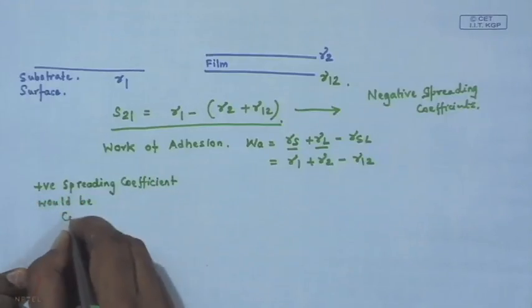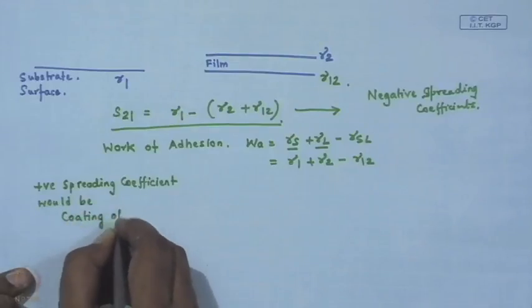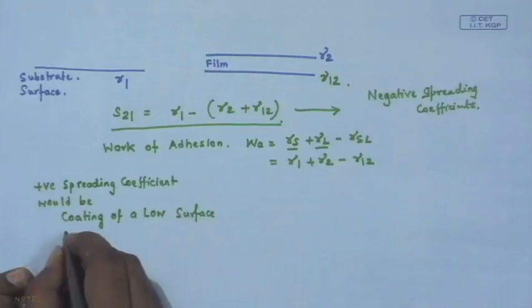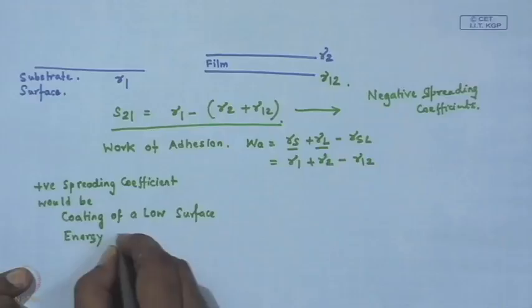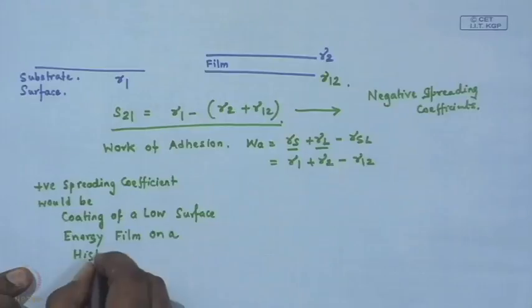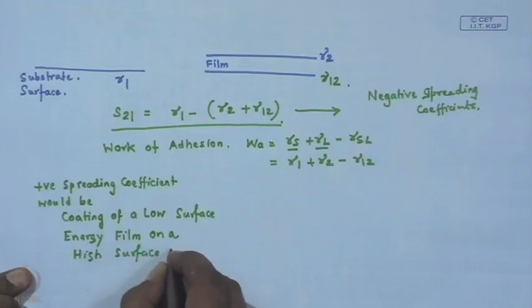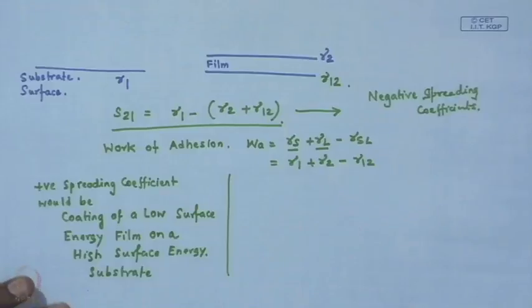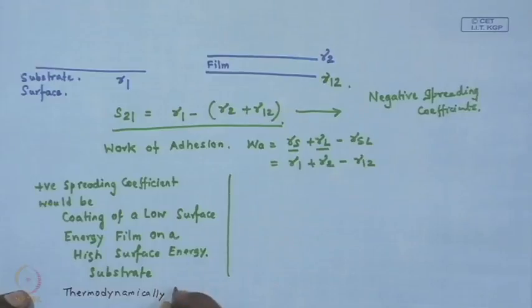would be coating of a low surface energy film on a high surface energy substrate. So, ideally this type of a film is thermodynamically stable. We will see there are other parameters also when we discuss thin film instability.